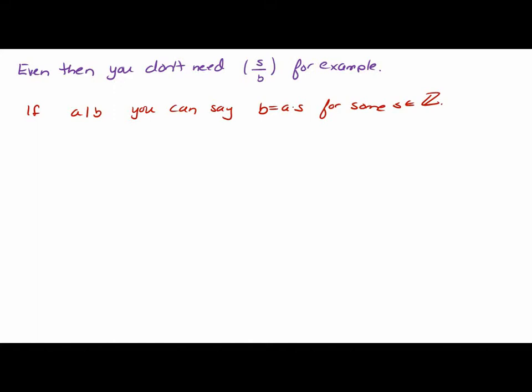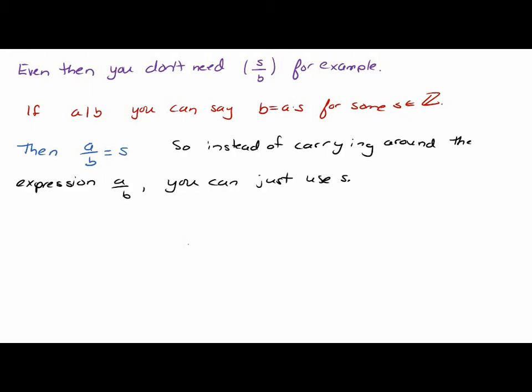Suppose s divided by b turned out to be an integer. Well, you can say b is equal to a times s, and then a divided by b turns out to be s. You don't have to use the expression a divided by b. You can just use the variable s. So there, you don't need to represent it as even a fraction. You could in your scratch work somewhere to the side, but then in your proof you don't need to write down anywhere a divided by b. You can just use the value s.